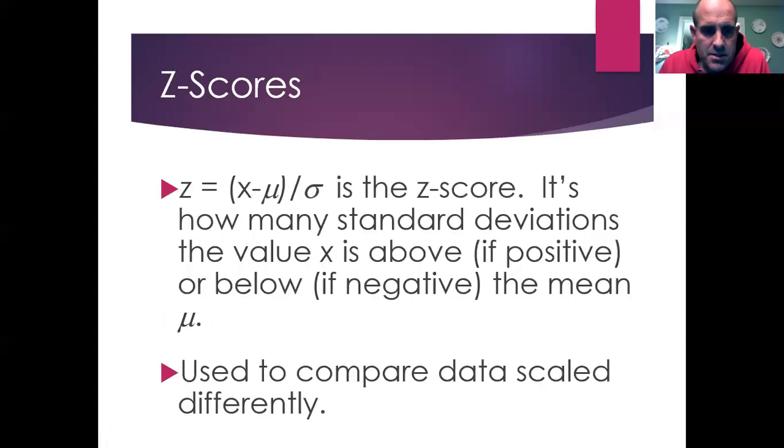All right. So again, I just want to reiterate something I've already said. So z is equal to x minus mu over sigma. The z-score measures how many standard deviations the value x is above, if positive, or below, if negative, the mean mu. So whatever the z is, that's the number of standard deviations that x is above or below the mean. So it's just used to compare data scaled differently.